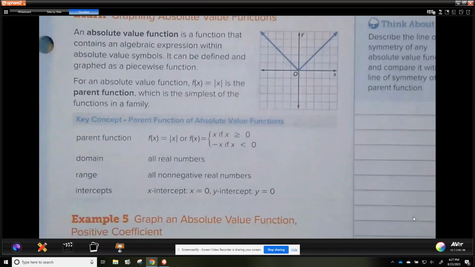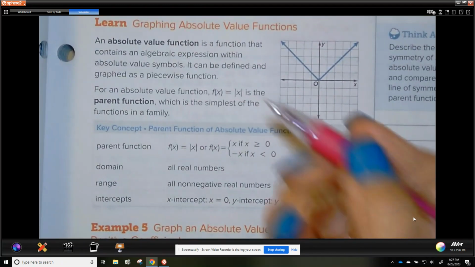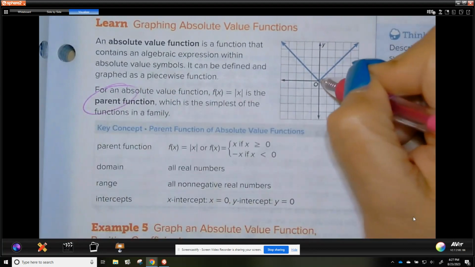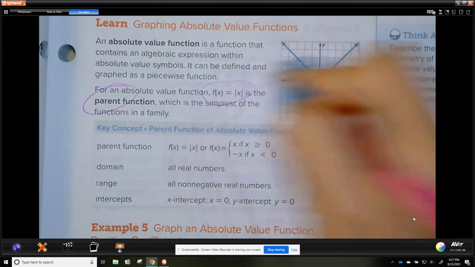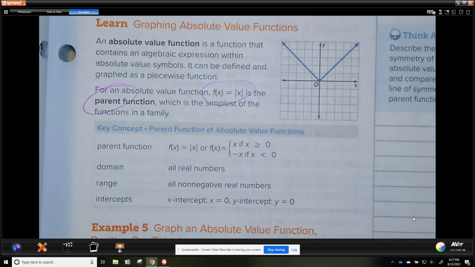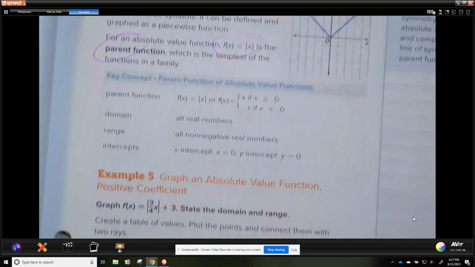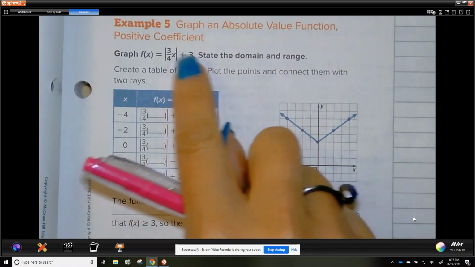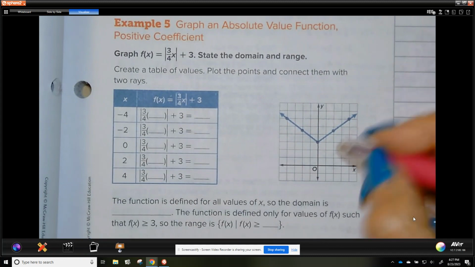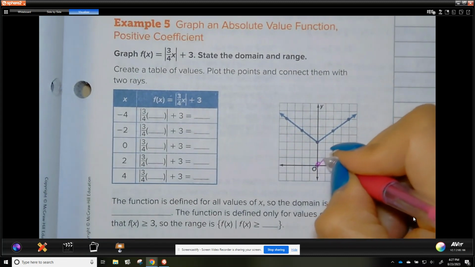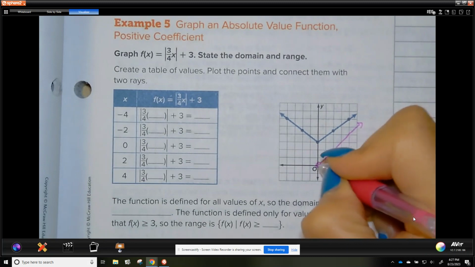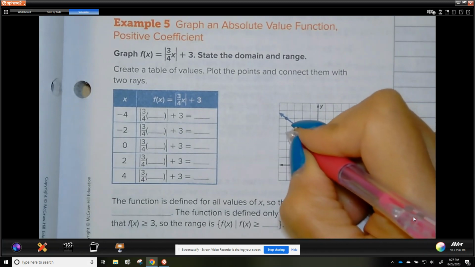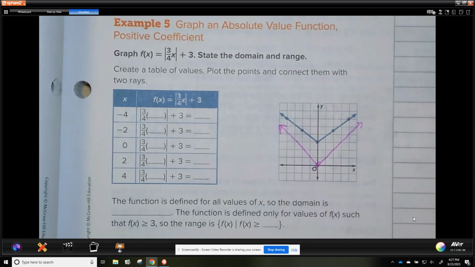Let's jump now to absolute value. So this is the parent. It goes through 0, 0. This is the function. There's no extra numbers in the function. Now, you become a parent when you have a child. Here is a child. See, it has these 2 extra numbers in there. I'm going to graph the parent just so you can see the changes with the child.